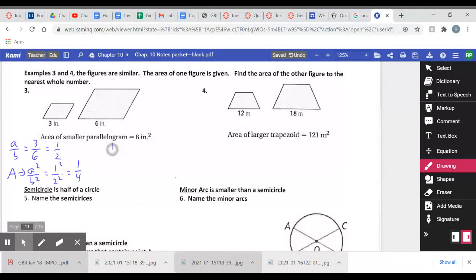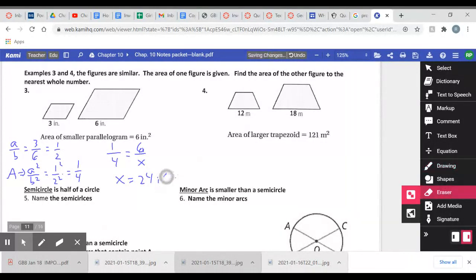So I can take my ratio of my areas, 1/4, and then it says the area of the smaller parallelogram is 6. So that's going to be corresponding with the 1. And so now my unknown is the area of the larger parallelogram, which I'm going to call x. If I cross multiply, 1 times x is x, 4 times 6 is 24. I want to make sure I put units with my answer, and that's going to be inches squared.